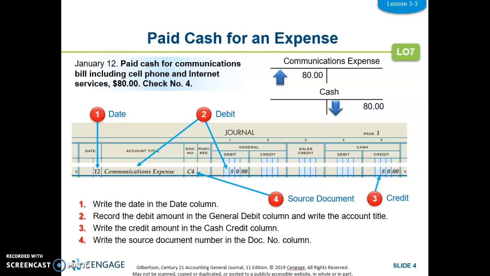We'll put in 12, C4 for our source document for the check number. We need to write communications expense, which will receive our general debit, and then we need to record our cash credit all on the same line as well.